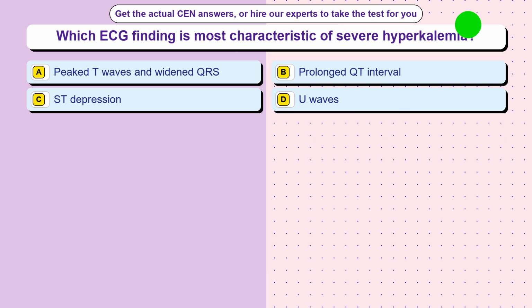Question 94. Which ECG finding is most characteristic of severe hyperkalemia? Option A, peaked T waves and widened QRS. Option B, prolonged QT interval. Option C, ST depression. Option D, U waves.